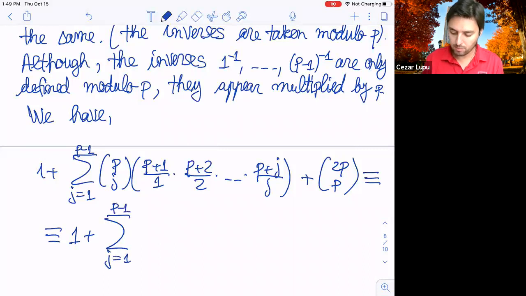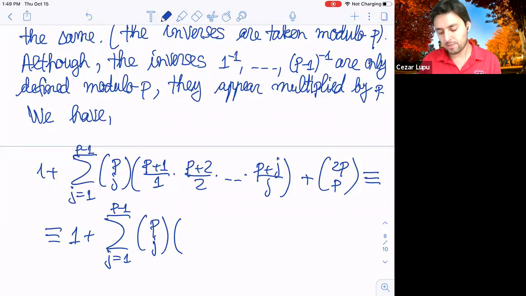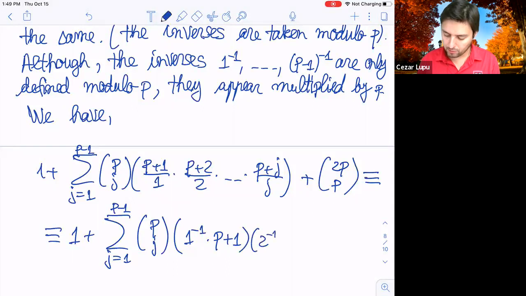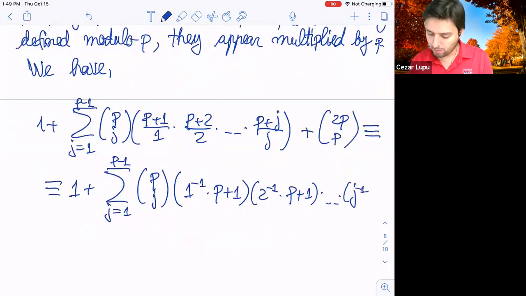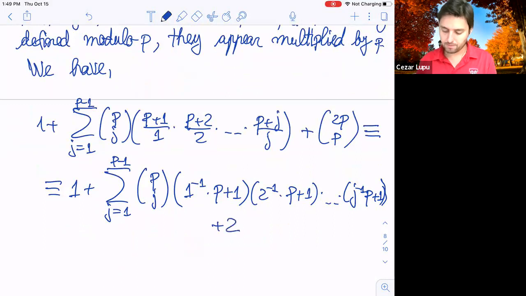So that's the main observation here that we need to take into account. P choose j, and here I'm going to write it in the following way. As you can see, I have over 1, so I can write this as 1 inverse times P, P inverse. So this would be negative 1 inverse times P plus 1, times 2 inverse times P plus 1, times j inverse times P plus 1. Okay? And I'll have here plus 2, right?